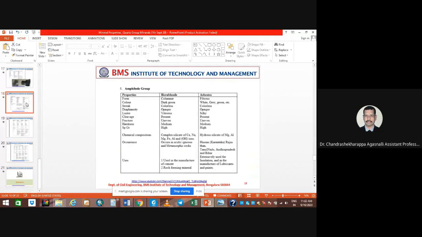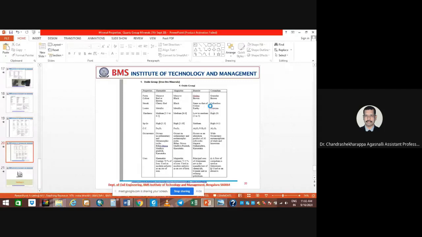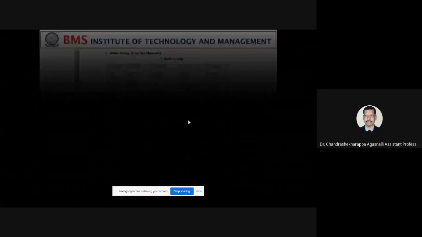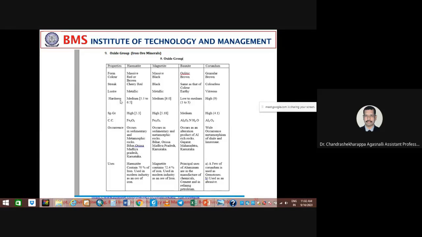so let's go with the iron group of minerals, the oxide groups, the iron ore minerals. What are those iron ore minerals? Here, in the first column, you need to write down the properties. The properties are the same for all the minerals. This is common. And in the next columns, we have hematite, magnetite, bauxite, and corundum. There are four oxide group of minerals we mention here. There are many minerals, but from your syllabus point of view: hematite, magnetite, bauxite, and corundum. There are also goethite, limonite, and many other minerals, but this is enough for you.